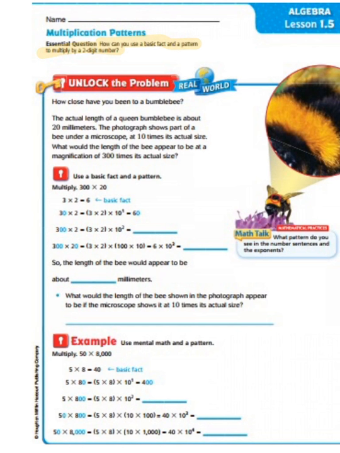So we're going to use a basic fact and a pattern. To begin, we're going to multiply 300 times 20. So we'll begin by doing our basic numbers. We've got a 3 and we have a 2. So our basic fact is 3 times 2 equals 6. That is our basic fact. So then we can add a 0 back. So 30 times 2 equals 3 times 2 times 10 to the power of 1 equals 60.